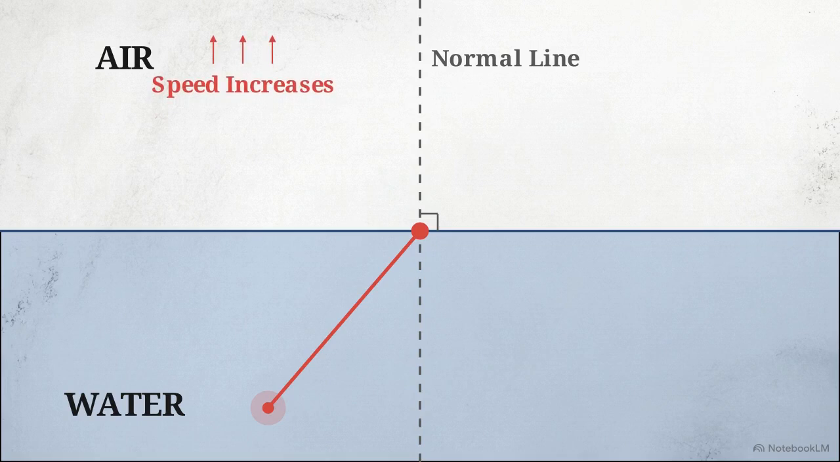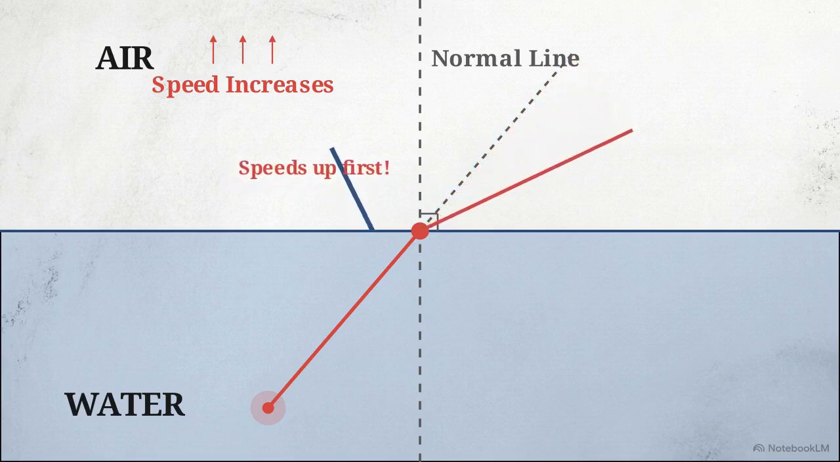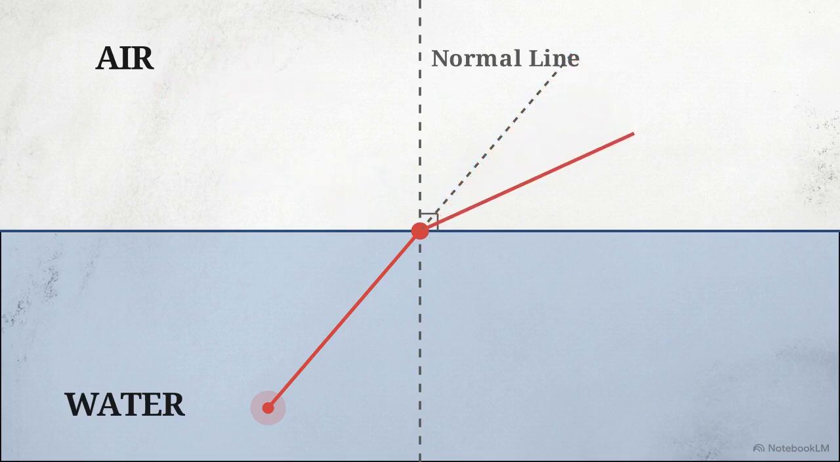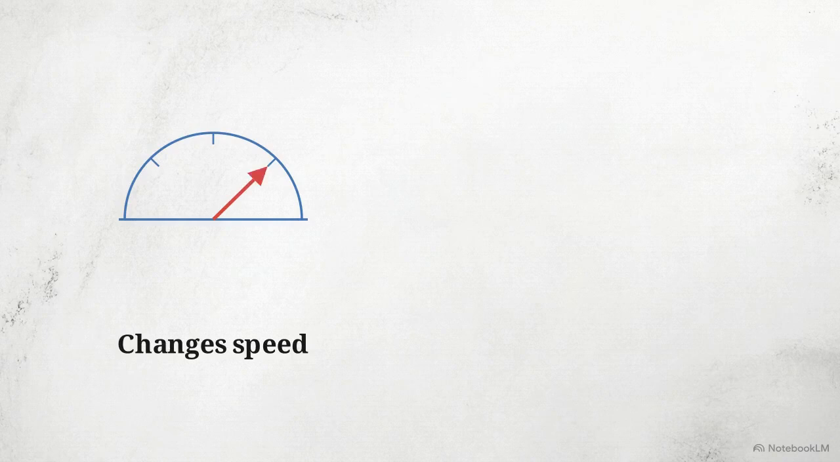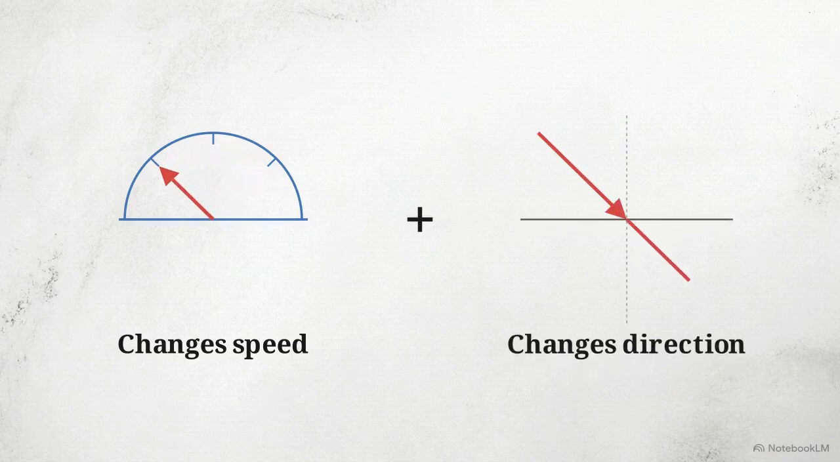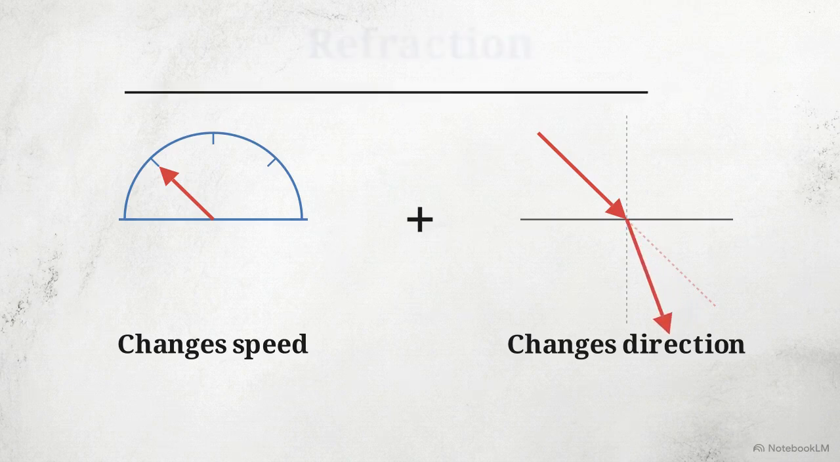The acceleration begins instantly, but because the ray hits the boundary at an angle, one side of the light wave speeds up before the other. This uneven acceleration physically forces the trajectory to flatten out, pivoting sharply away from the vertical normal line. That dual action process is the precise definition of refraction. The light changes speed upon entering a new optical density, and that change in speed forces it to change direction.